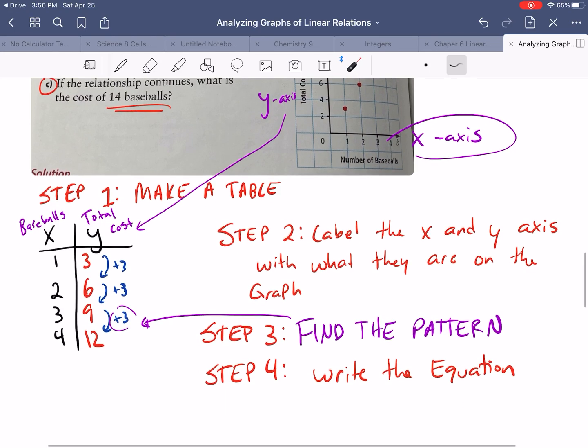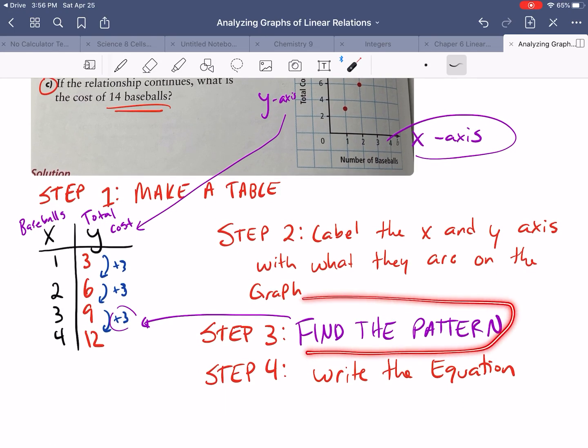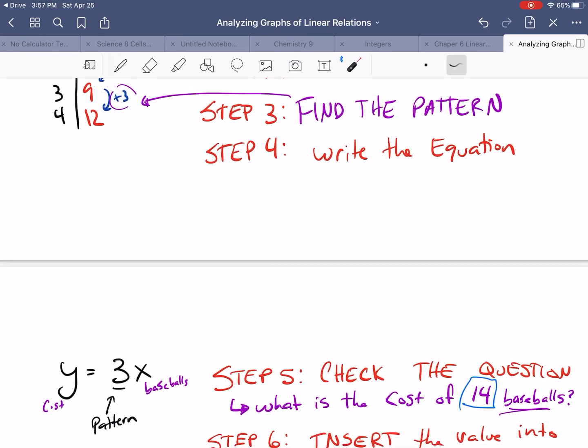The third step was we already did it. Find the pattern. Easy peasy. It was just plus 3. And we knew that because 3 plus 3 is 6, 6 plus 3 is 9, and 9 plus 3 is 12. Step 4 is write the equation. So I already told you how to do that. Remember that you always write y equals the pattern, which was 3, and then we write the x.